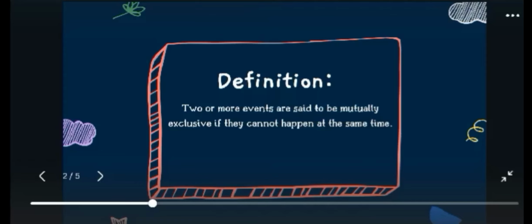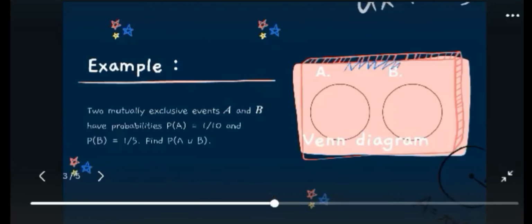The definition of it: two or more events are said to be mutually exclusive if they cannot happen at the same time. So, this is an example. Two mutually exclusive events A and B have probabilities: probability A equals 1/10 and probability B equals 1/5. What we're going to find is the probability A union B.